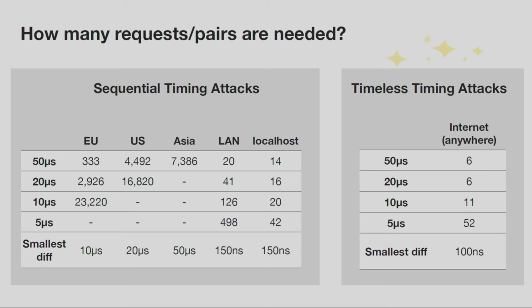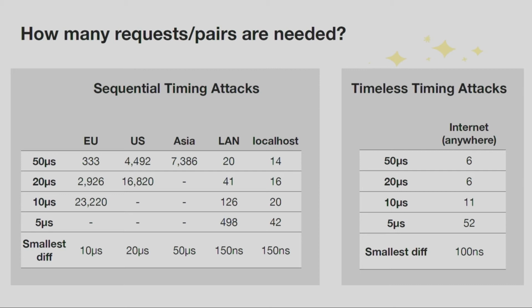attacks. So if we want to measure a difference of 50 microseconds, we only need 6 requests to know this with a certainty of 95%. And we can even go to a timing difference as small as 100 nanoseconds. So that's even a bit better than the attacks performed over the local area network or on a local host.